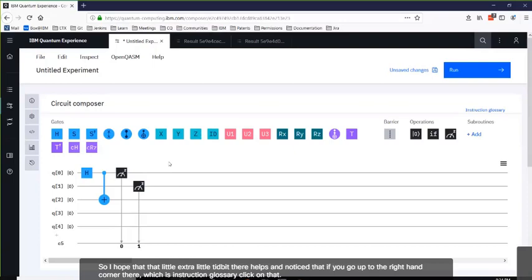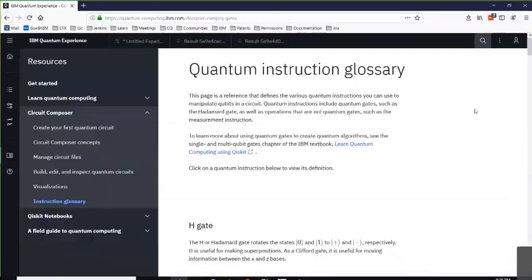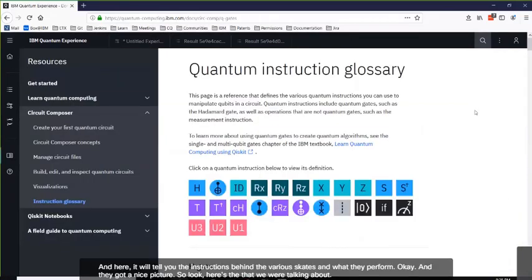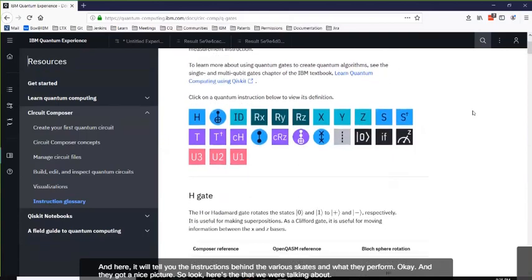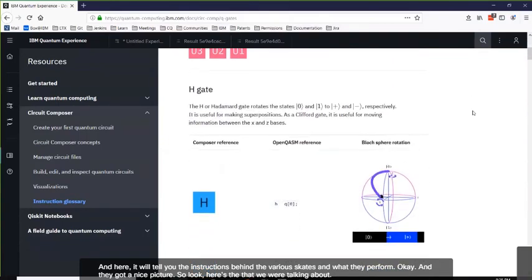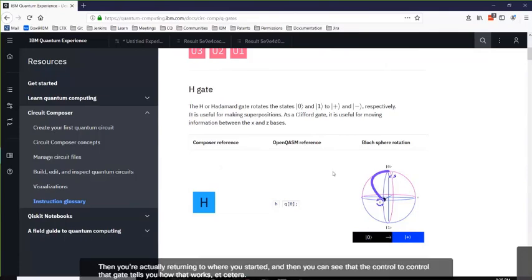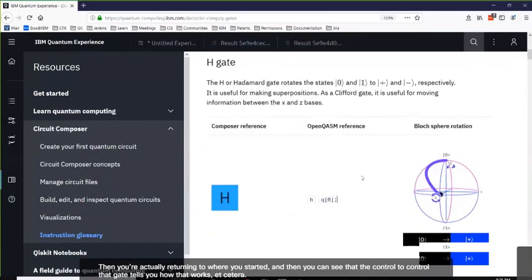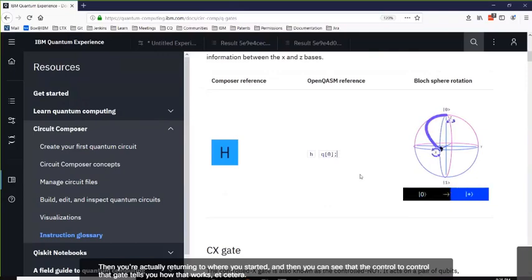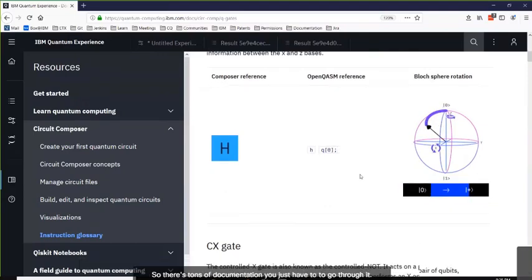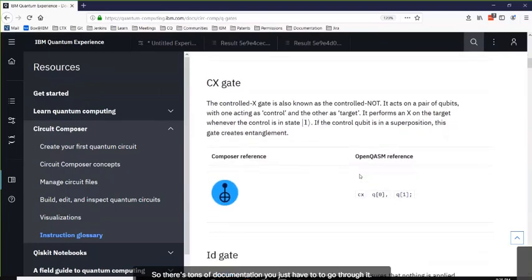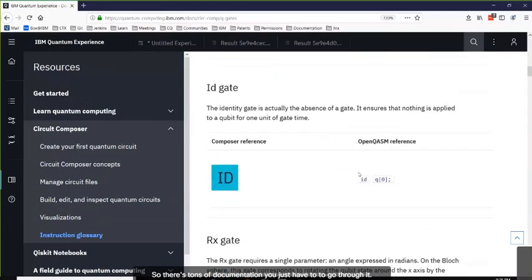And notice that if you go up to the right-hand corner there, which says Instruction Glossary, click on that. Here it will tell you the instructions behind the various gates and what they perform, okay? And they have a nice picture. So there's the H gate that we were talking about, okay? It's a different kind of rotation, and it turns out if you do two such rotations, then you wind up returning to where you started, okay? And you can see the control X gate, the control not gate, tells you how that works, etc. So there's tons of documentation. You just have to go through it.